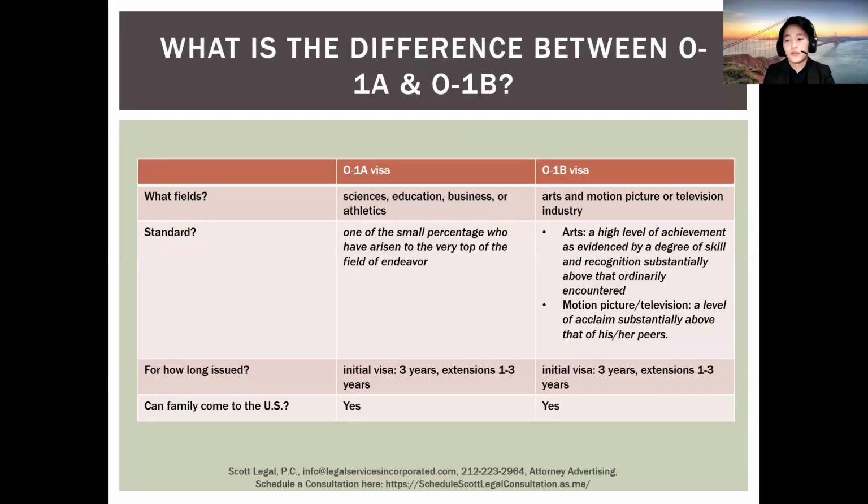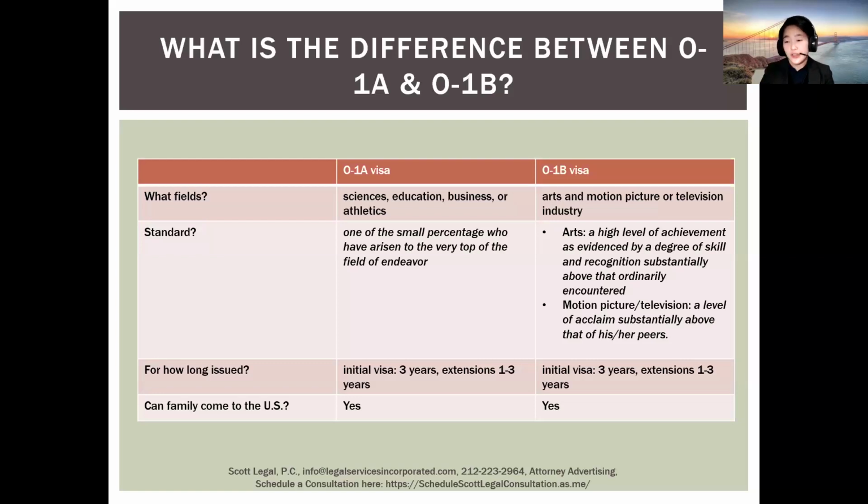All right, so now we can move on to the next slide, and we can discuss a little bit about the differences between the O-1A and O-1B, which we have covered in previous slides, but we will look at it in a table. So what fields are relevant for the O-1A or O-1B? The O-1A visa is available for individuals in the sciences, education, business, or athletics.